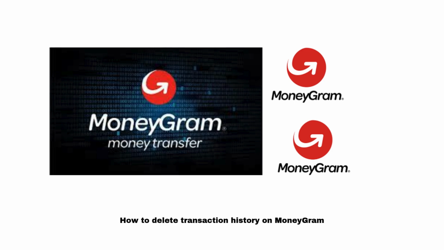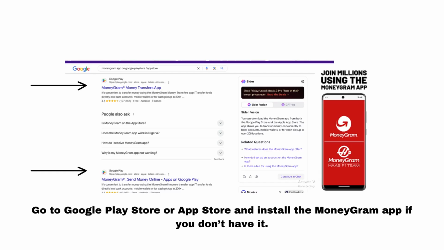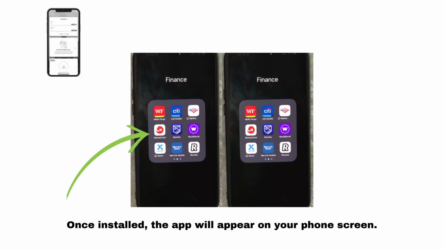How to delete transaction history on Moneygram. Go to Google Play Store or App Store and install the Moneygram app if you don't have it. Once installed, the app will appear on your phone screen.